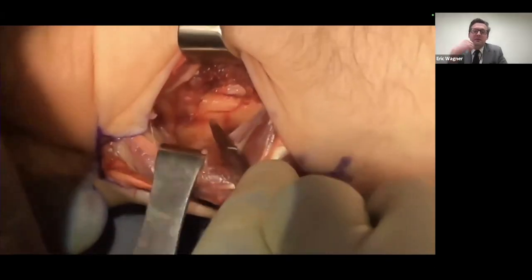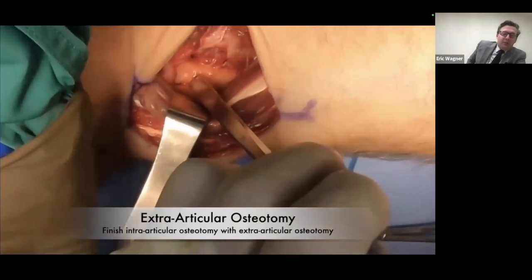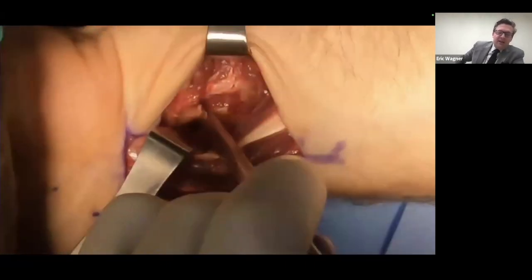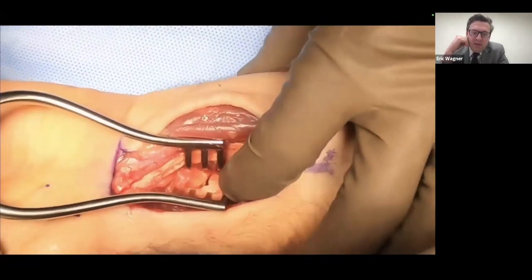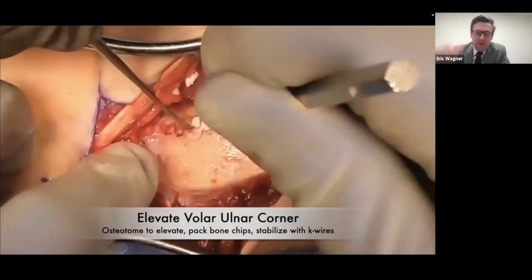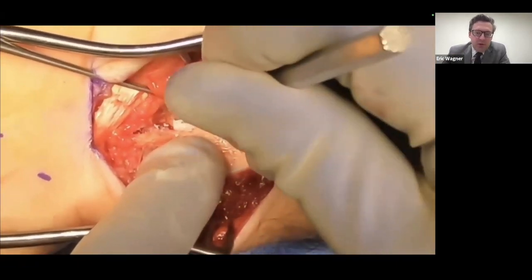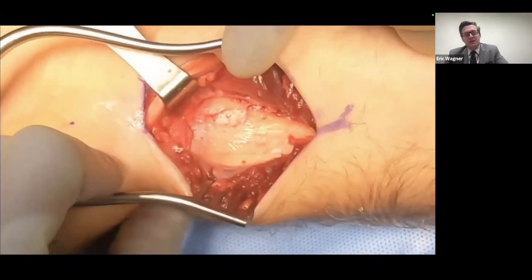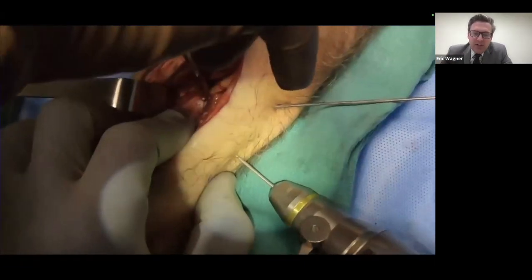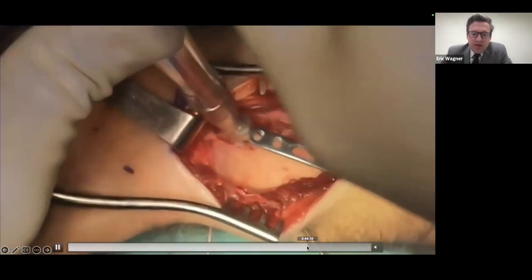Then we flip to the volar side of things, and now you can see I use a Henry approach, getting on the ulnar side of the carpal tunnel contents and allowing me to lift off this fracture and elevate that volar ulnar corner. You can see I'm packing some bone chips. I'm going to elevate that volar ulnar corner, create some structural stability to recreate a much more anatomic reduction of this, and then ultimately pin it in place with some K-wires.